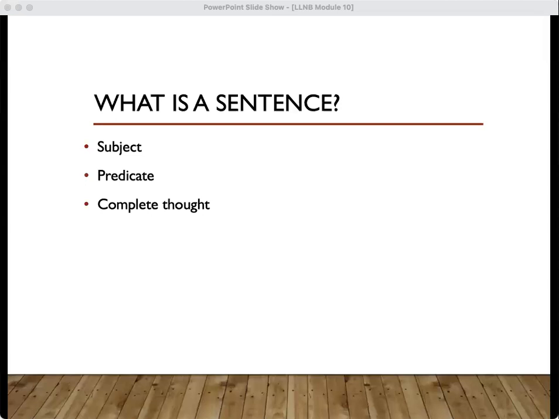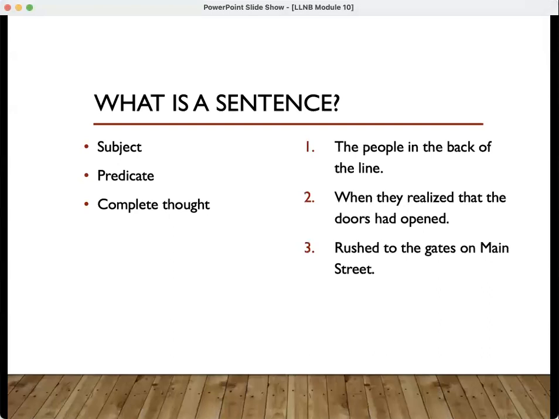One error learners often make is writing sentence fragments. A sentence fragment is missing one of these three elements. On the right side of the slide, we see three sentence fragments. Let's see what pieces of the sentence we are missing. "The people in the back of the line." This sentence fragment is missing a predicate that tells what the people in the back of the line did. Maybe the people in the back of the line grumbled with impatience.